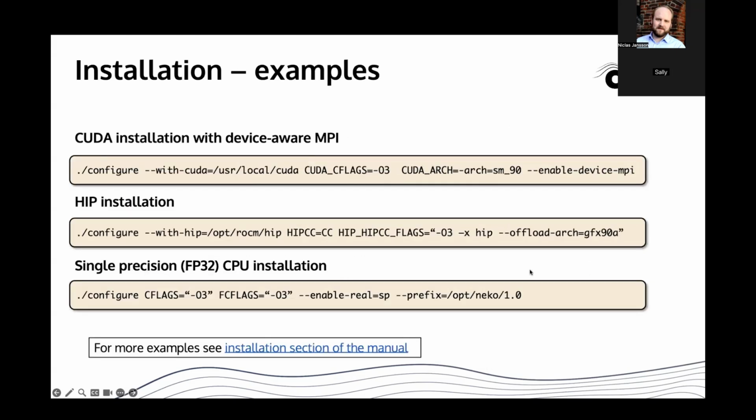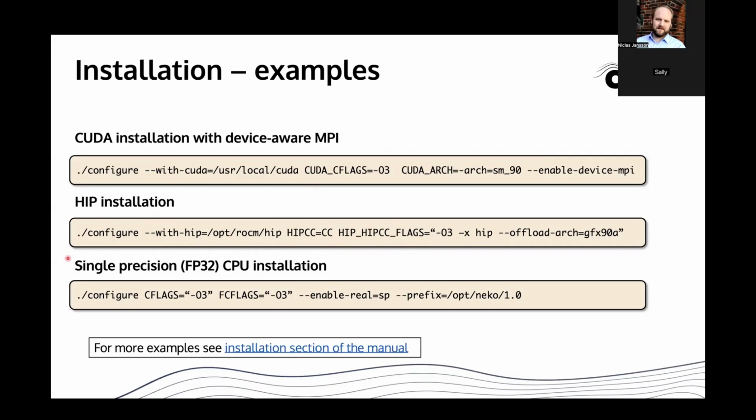So, some examples of how to install it. If you want to install with CUDA, as I said, you do with-cuda, give the path to CUDA, you can set some CUDA flags, the architecture, and then you can enable the device MPI by doing enable-device-mpi. If you have an AMD GPU machine, similar thing, you can do with-hip. And if you want, you can also change the HIP compiler. You have an NVCC option for CUDA as well, but with HIP-CC, you will say, I want to use, in this case, the Cray C++ compiler to generate my HIP code. HIP flags have a different naming, but this is also covered in the manual.